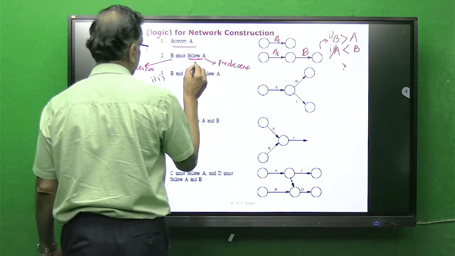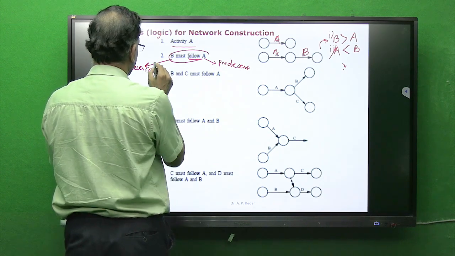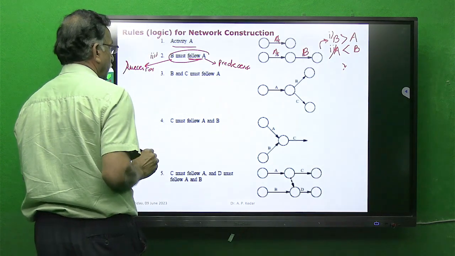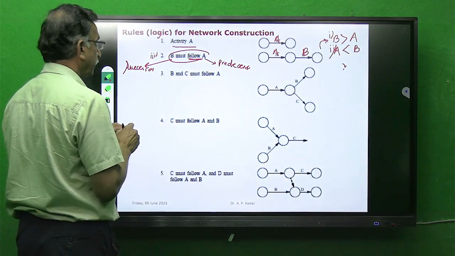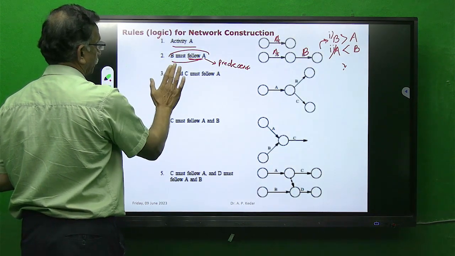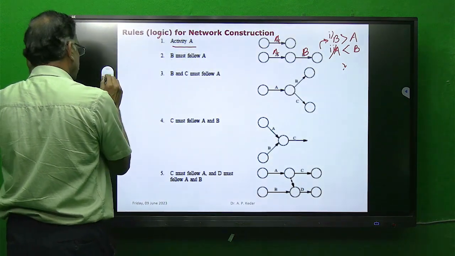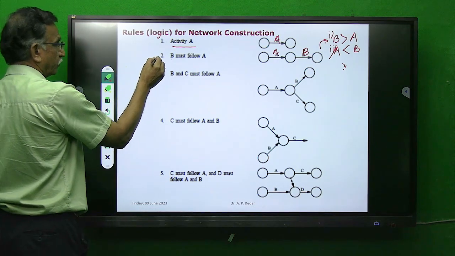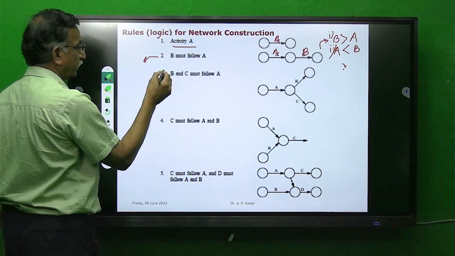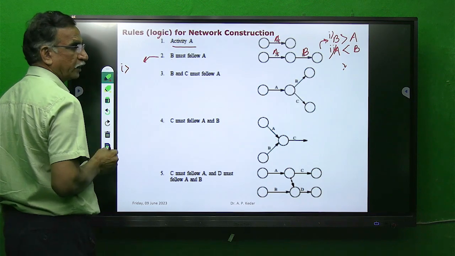Again, if you are not clear, suppose I want to indicate this second piece of information. This is B must follow A. This is one way of giving the data.